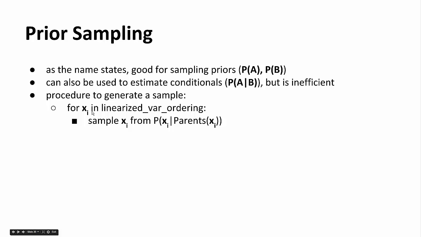To generate one sample, we're going to go through all the variables in the Bayes net. We have some linearized ordering of the variables, and we loop through them, sampling x sub i from the probability of x sub i given the parents of x sub i. By nature of our linearization, when it comes time to sample variable x sub i, we will have already sampled all of the parents. So we'll have a full instantiation for the parents, and then we sample x sub i from that distribution. It's very straightforward, but let's take a look at an example.